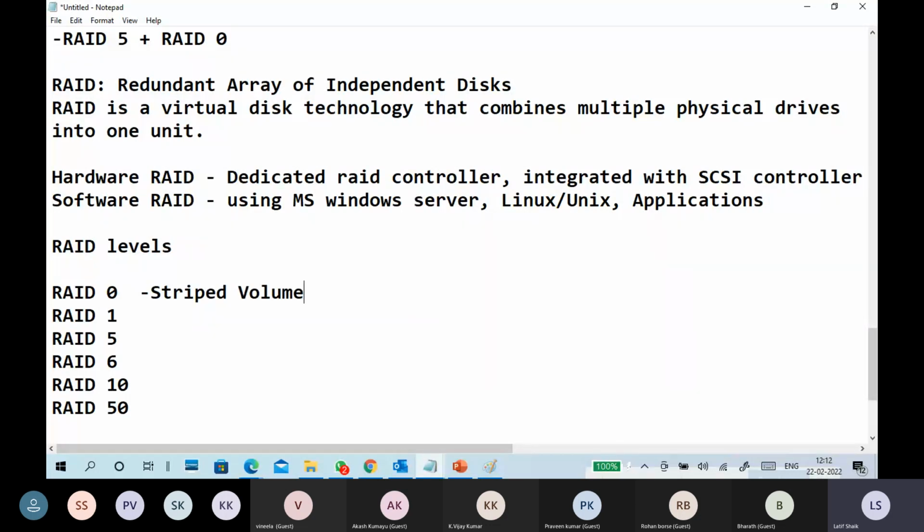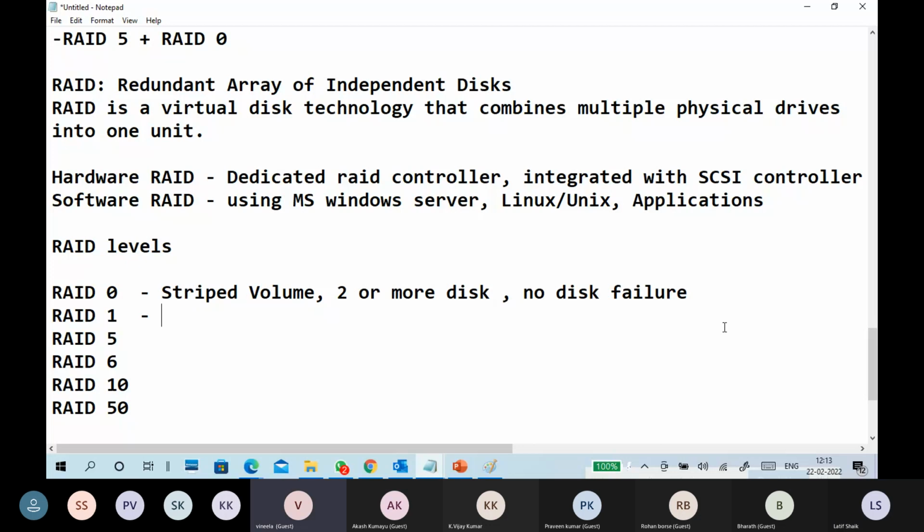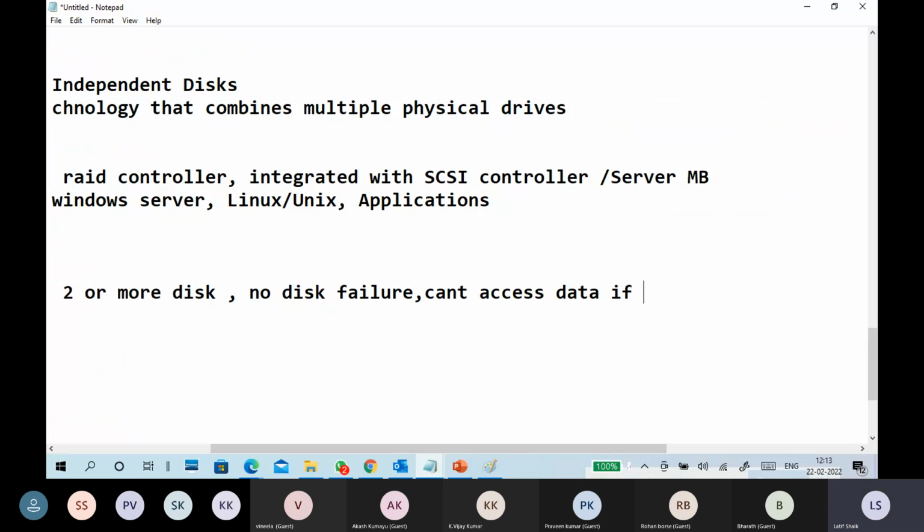It is a striped volume. How many disks do we use? Two or more disks. No disk failure. If any disk fails, it is total data loss. We can't access the data if a disk fails.